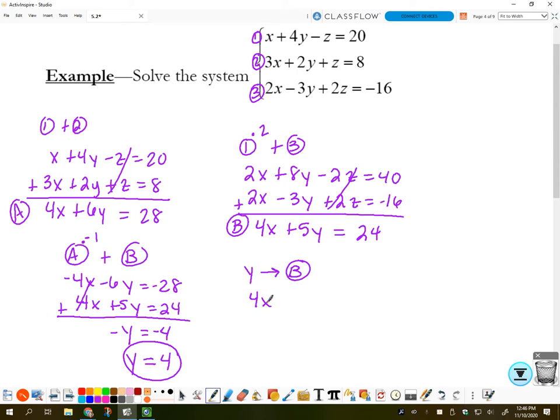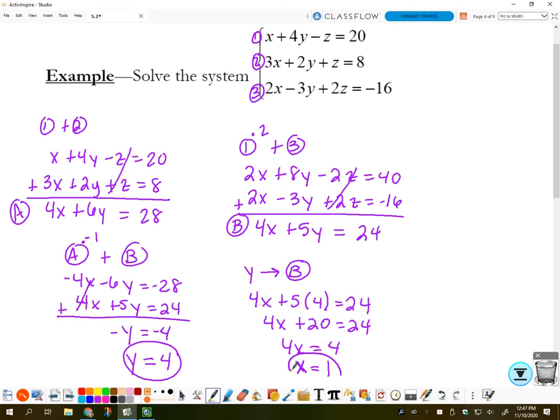So that's going to be 4x plus 5 times 4, because that's what we found out y is, equals 24. So 4x plus 20 equals 24. So 4x would be 4 if we subtract 20. So dividing by 4, we get that x is 1.